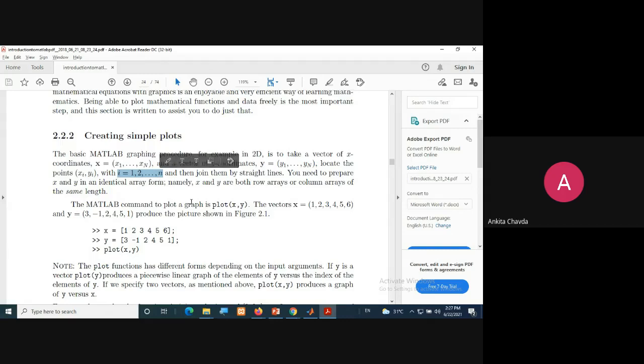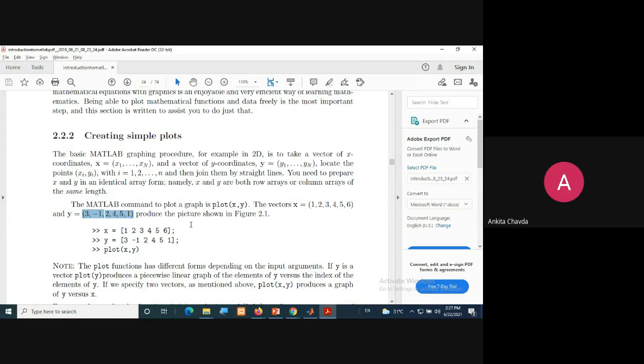Okay, it's very simple. We don't want to go into the theory. Suppose I have 6 values for my x-axis, that is 1, 2, 3, 4, 5, 6. And corresponding values onto the y-axis are 3, -1, 2, 4, 5, and 1. So here for x and y, the number of points should be the same. Otherwise, it will show you an error.